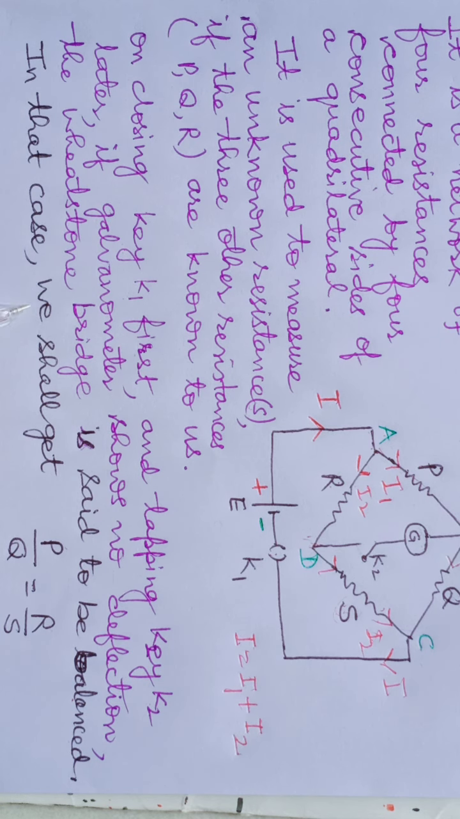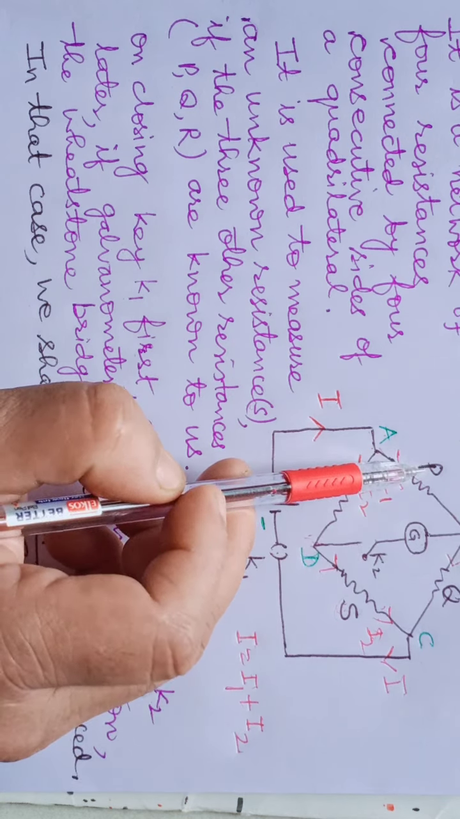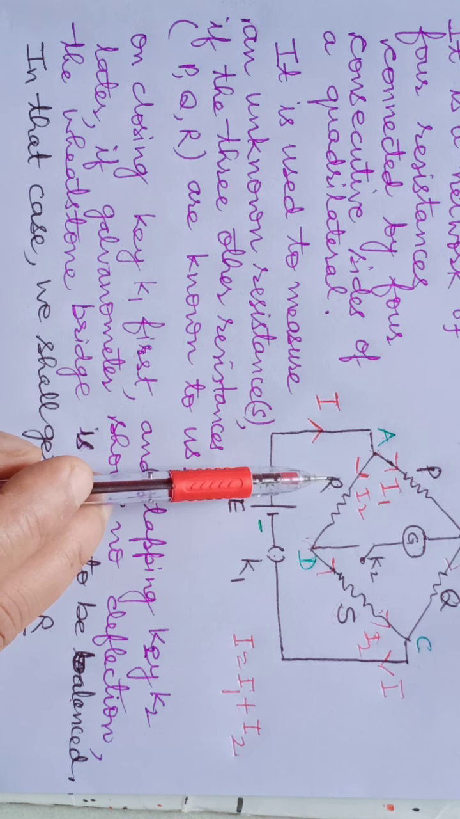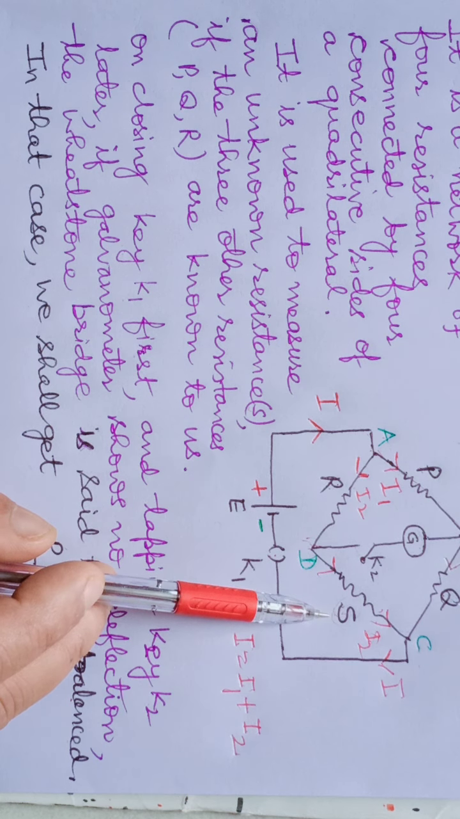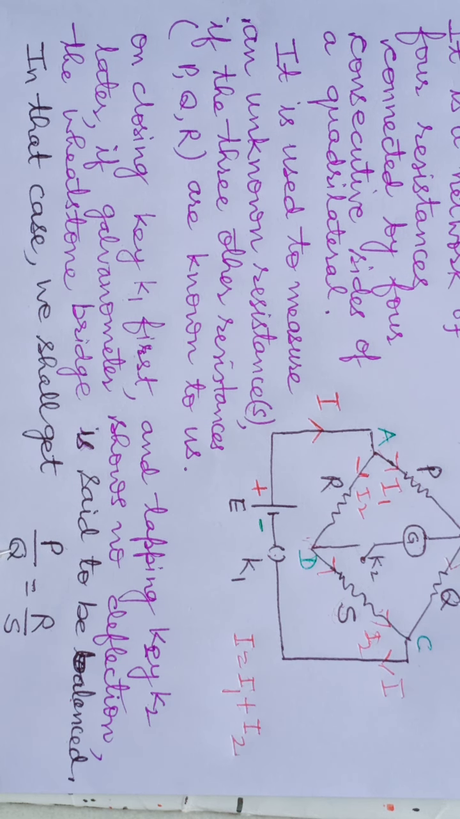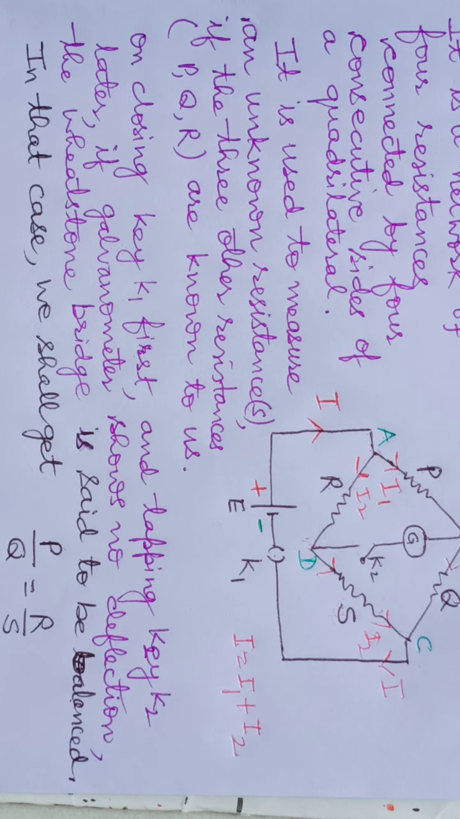In that case, we shall get a relation. The ratio P to Q is exactly equal to the ratio R to S. So from this formula, P upon Q is equal to R upon S. If P is known, Q is known, R is known, then we can calculate S.